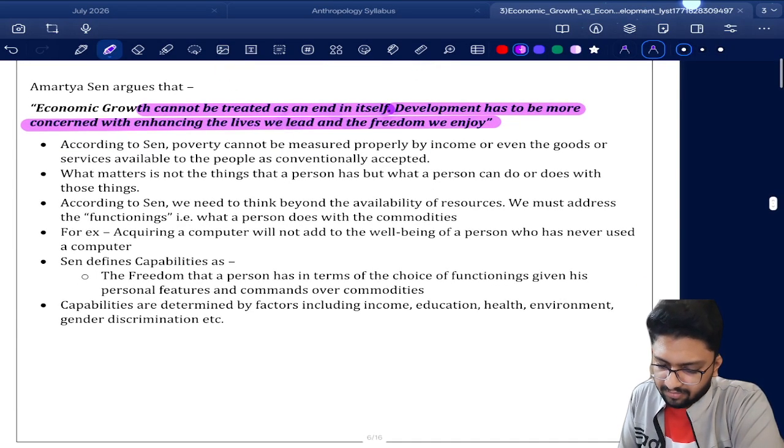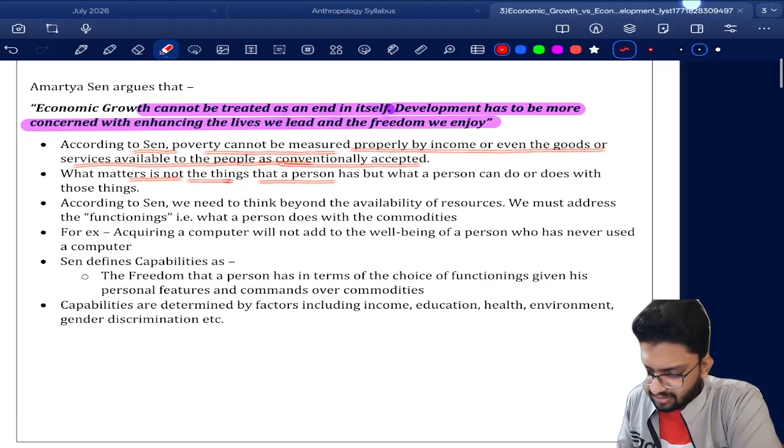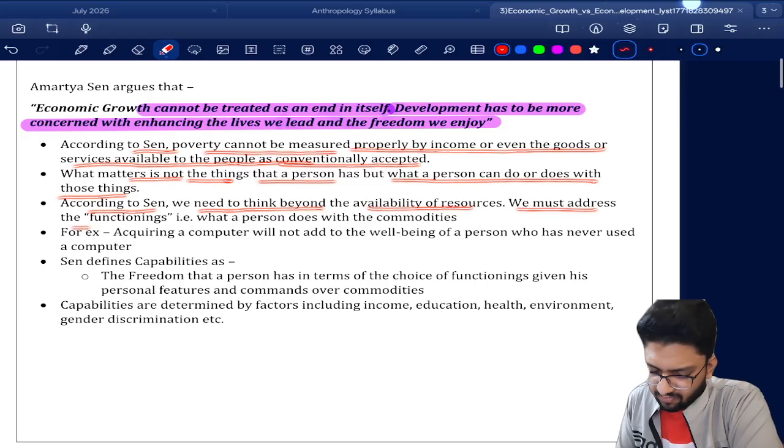According to Amartya Sen, poverty cannot be measured properly by income or even the goods or services available to the people, as conventionally accepted. What matters is not the things that a person has, but what a person can do or does with those things. According to Sen, we need to think beyond the availability of resources. We must address the functionings, what a person does with the commodities.